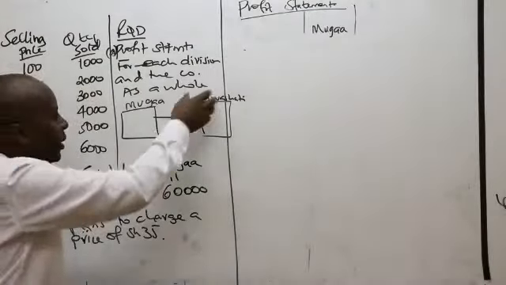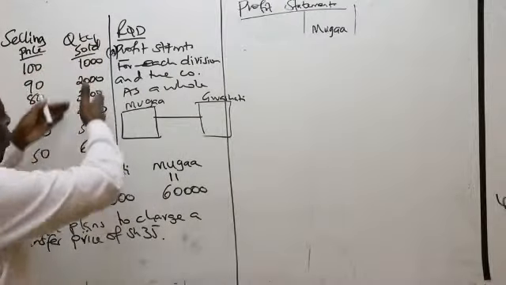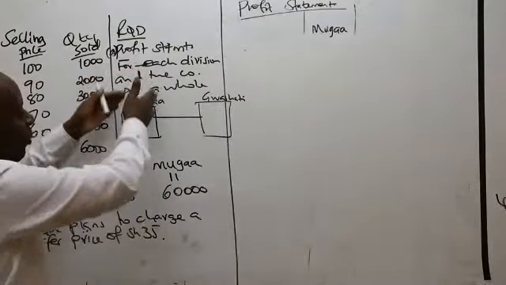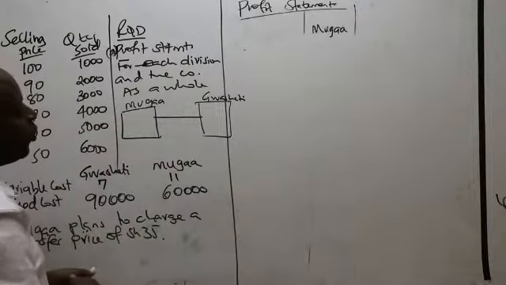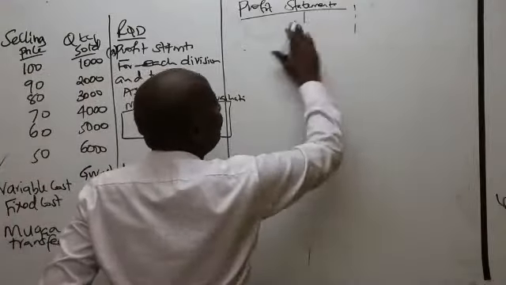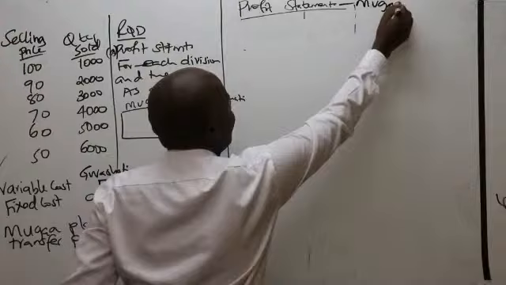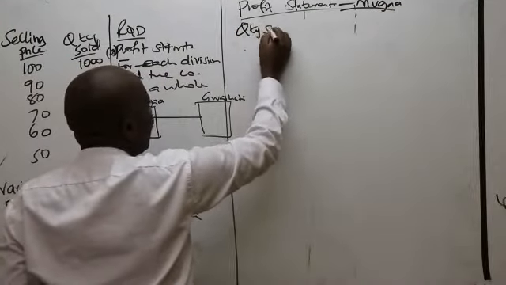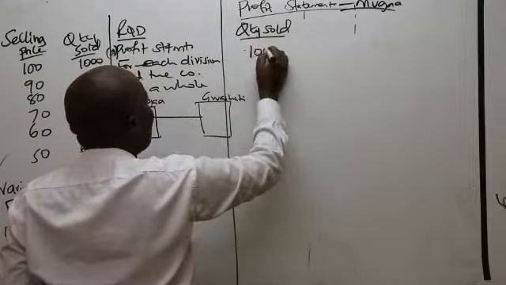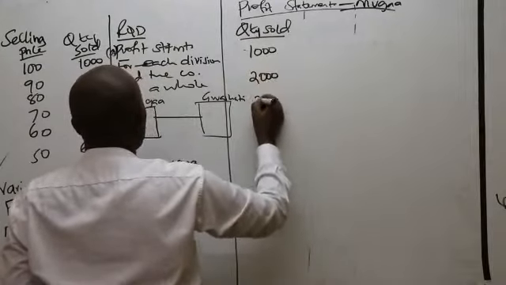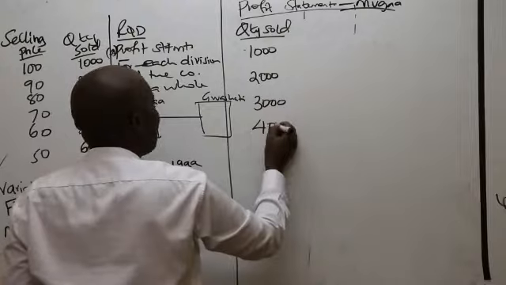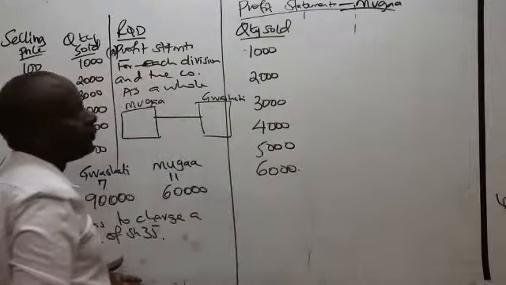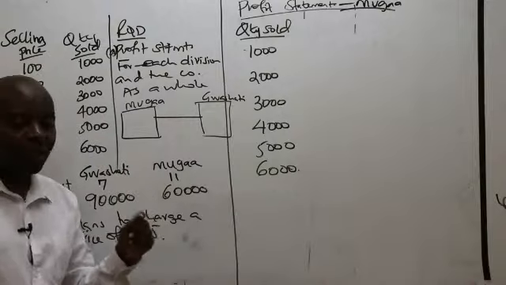So we are saying that these quantities you are seeing here are quantities of Washati, but at the same time, they have to be the same quantities which will be procured from Muga. So we have here the profit statement of Muga. Muga's quantities will also be Washati's quantities. So we have here quantity sold. What do we have here? We have 1,000, 2,000, 3,000, 4,000, 5,000, 6,000.